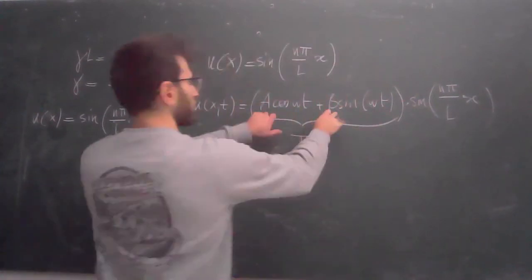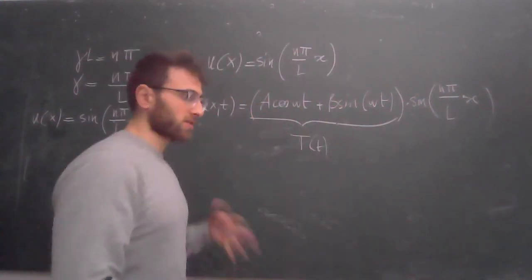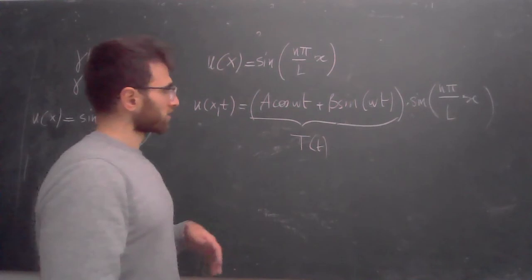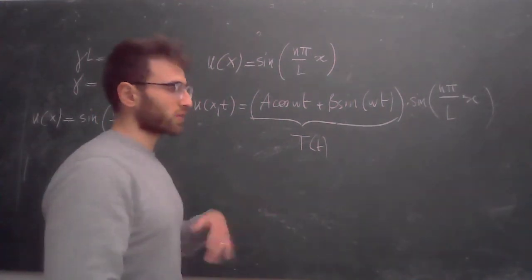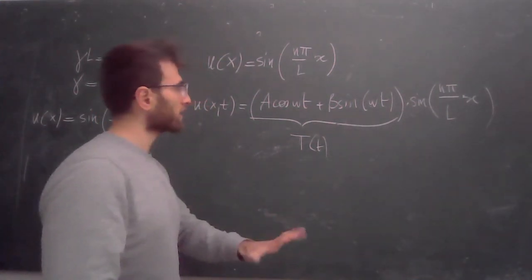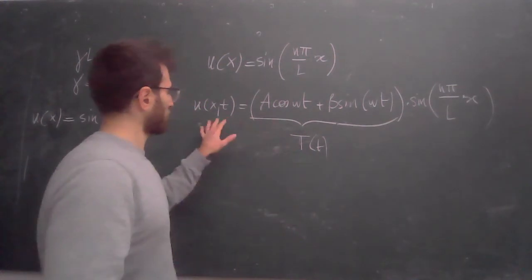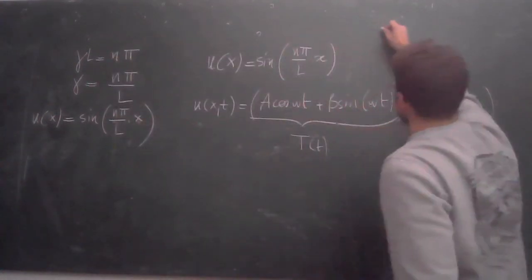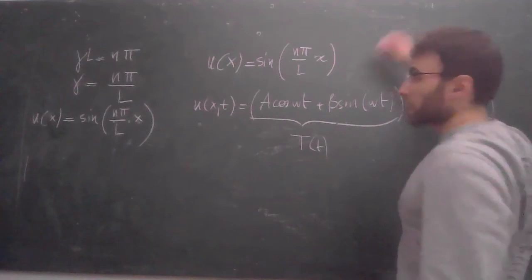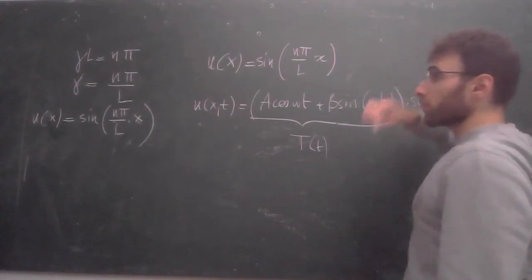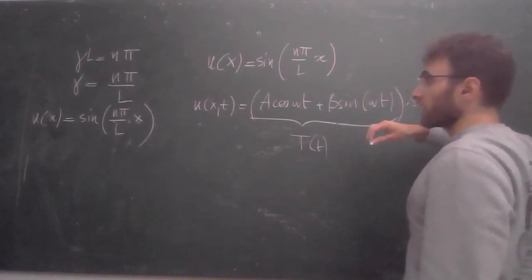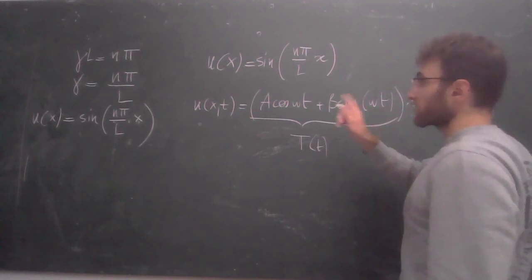We know this term by imposing the initial conditions. How do we set the initial condition? We will not go through this matter, but we must know the displacement and velocity of each point of the string at the very first time.